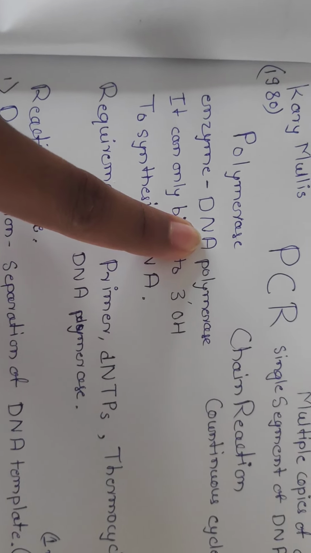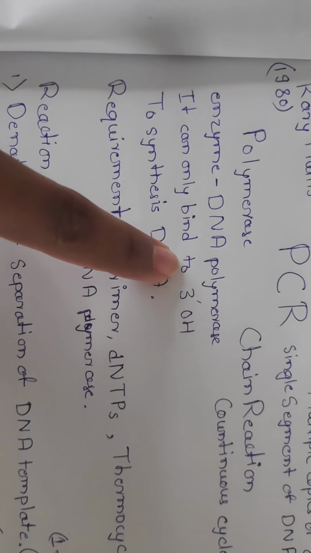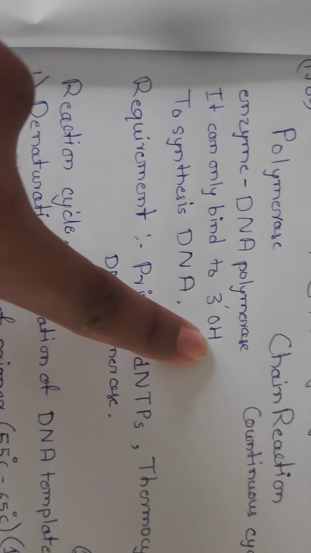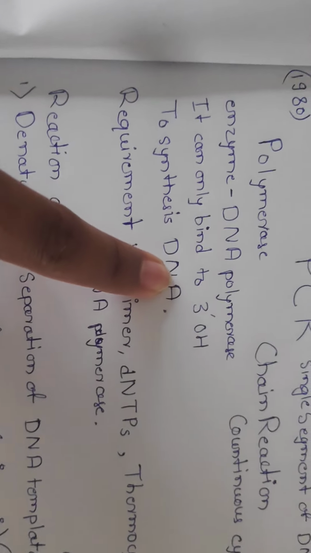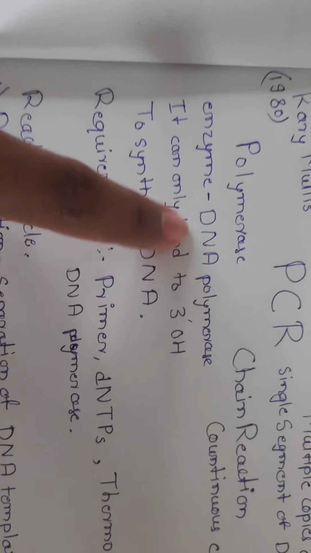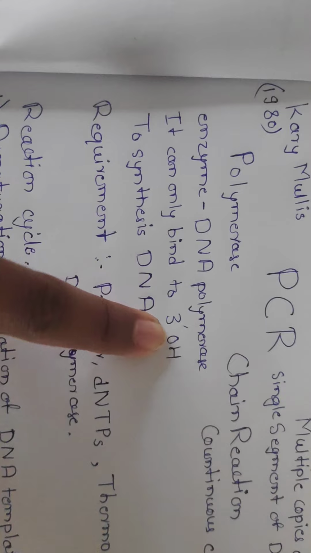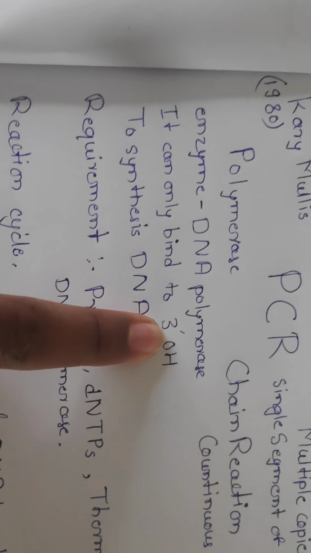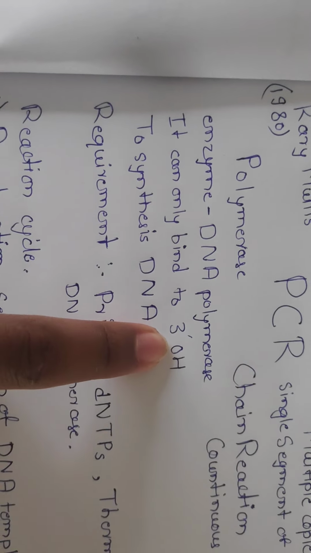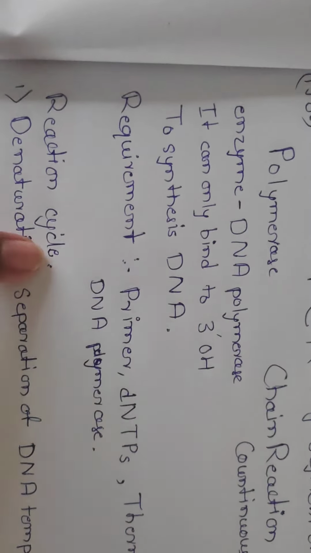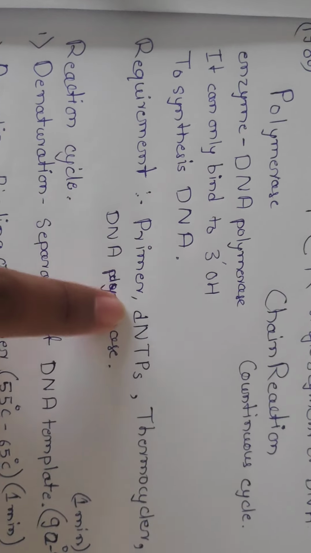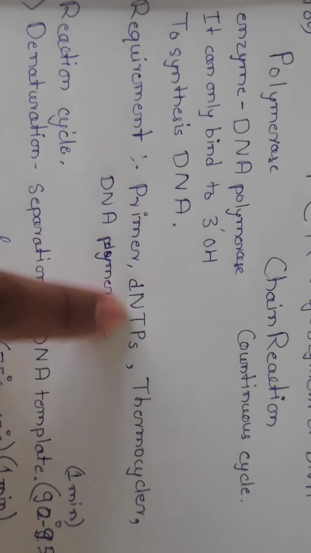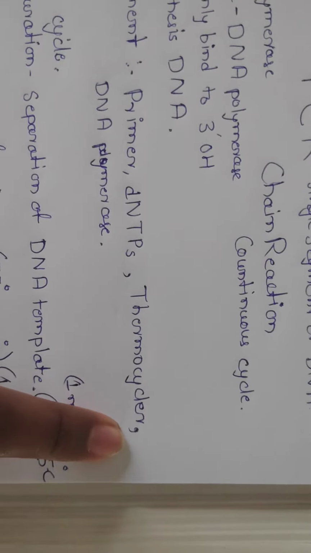The enzyme DNA polymerase can only bind to the 3' OH end, and it synthesizes the DNA, but it can only bind to 3' OH. So to get the 3' OH end, we need primer. So the requirements for PCR are primer, dNTPs (nucleotides), thermocycler, and DNA polymerase.